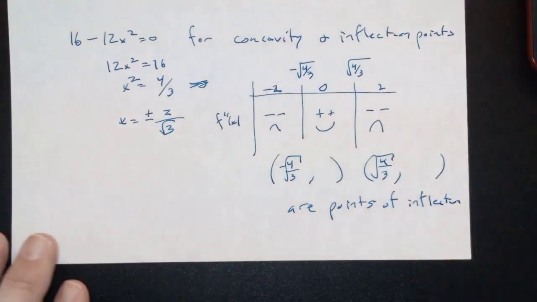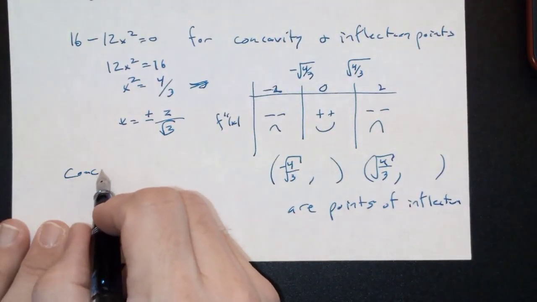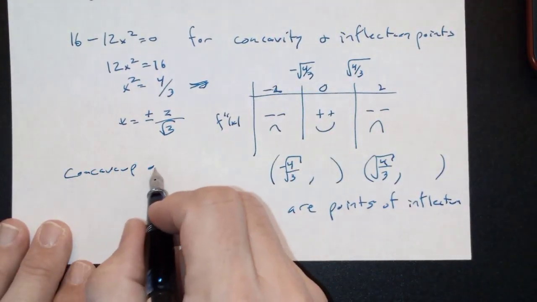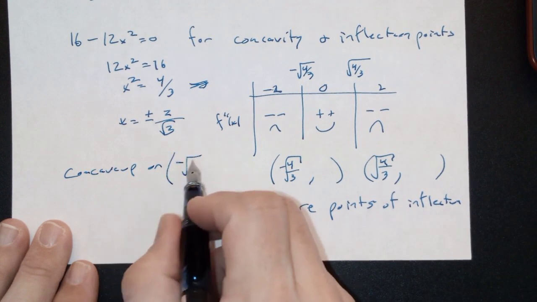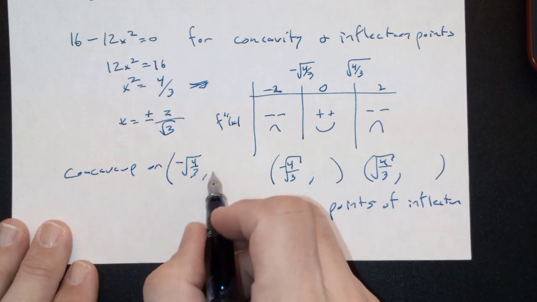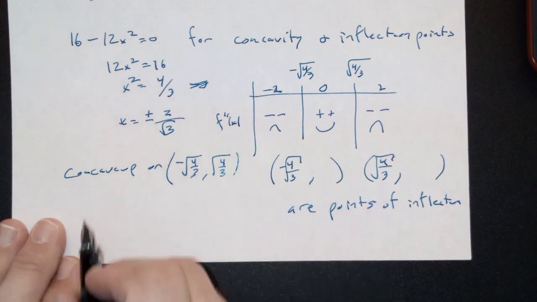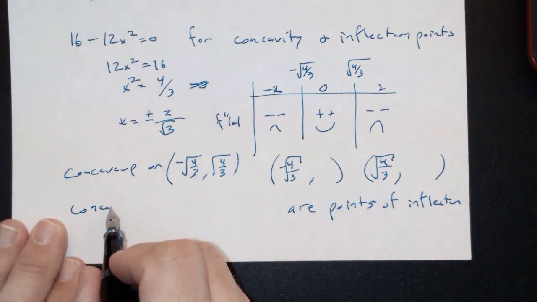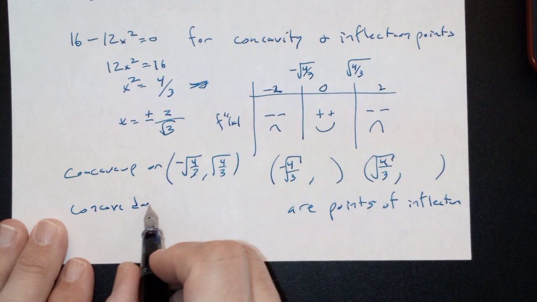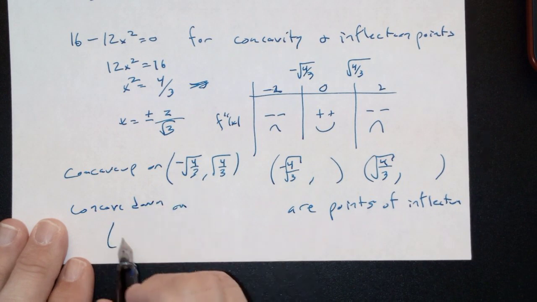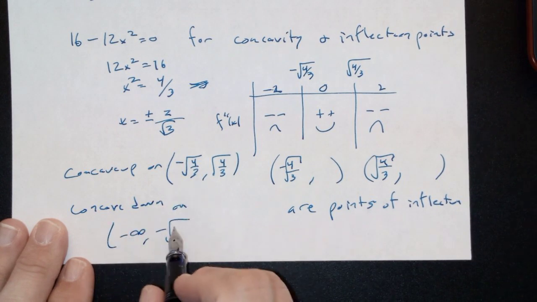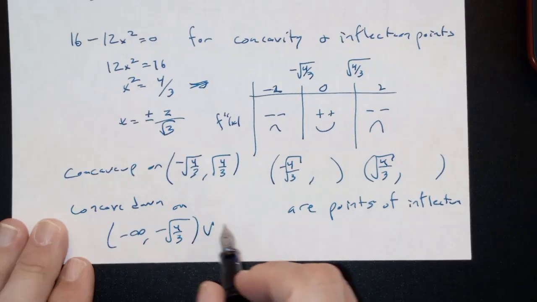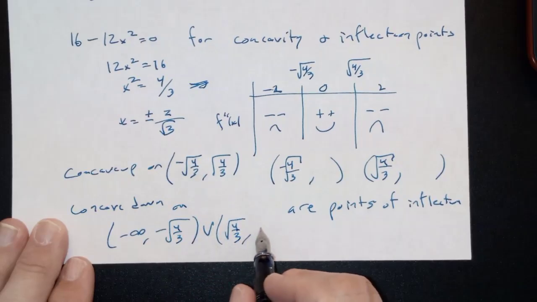Our graph is concave up on the interval from negative √4/3 to √4/3 and concave down on minus infinity to minus √4/3 or √4/3 to infinity.